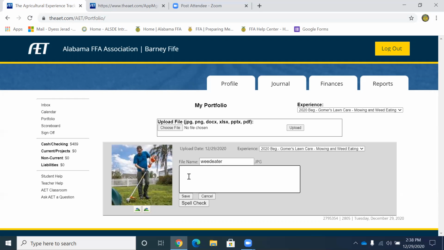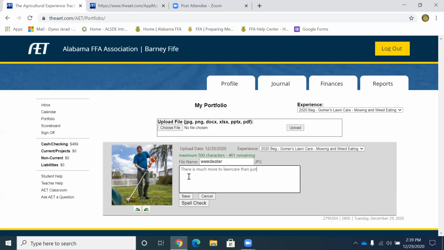Use that picture to tell your story, and don't say "in this picture" or "here's a shot of me" or "here I am." They know that. They know it's you, and they can see what's going on in the picture. Use it to tell your story about what your SAE is about. How did you come about getting this job, or how did you come about having this weed eater?